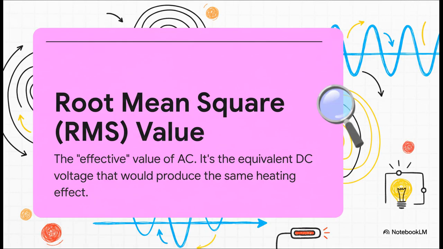This clever calculation is what engineers call the root mean square, or RMS value. It's really just a way to figure out the effective power of AC. It answers a simple question: what DC voltage would I need to produce the exact same amount of heat? The RMS value is the true measure of what AC can actually do.